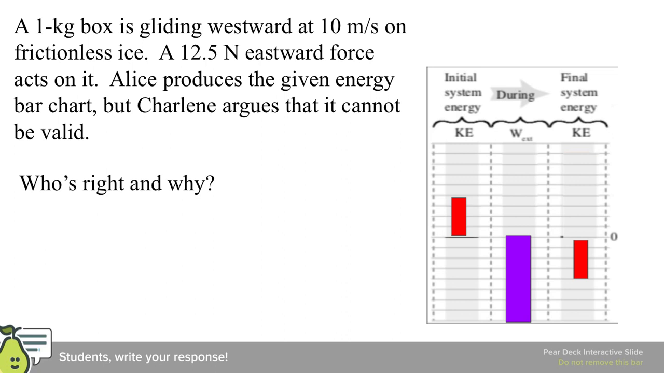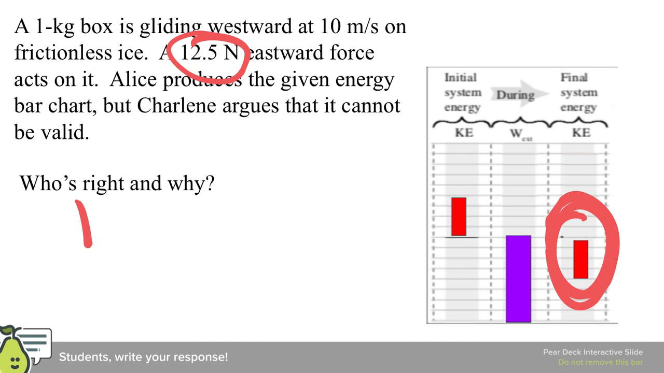Well, Alice has correctly marked the proper scale here. These things look like they're scaled correctly. We have this kind of thing, but it turns out Charlene has to be correct and Alice has made a mistake because of this. The kinetic energy cannot be negative.